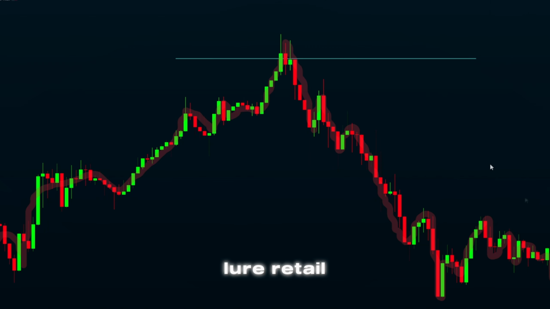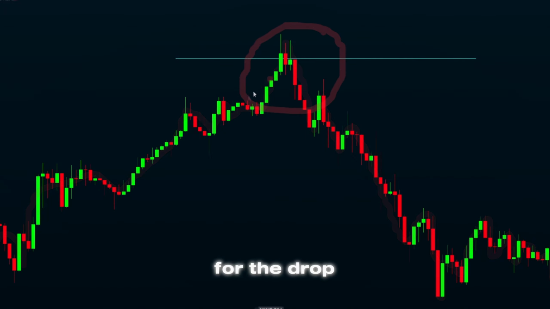Inducements lure retail into wrong-side liquidity. Big players raid to flip, raiding stops for the drop. Small traders buy the raid high. Institutions sell into it, raiding for the reversal.